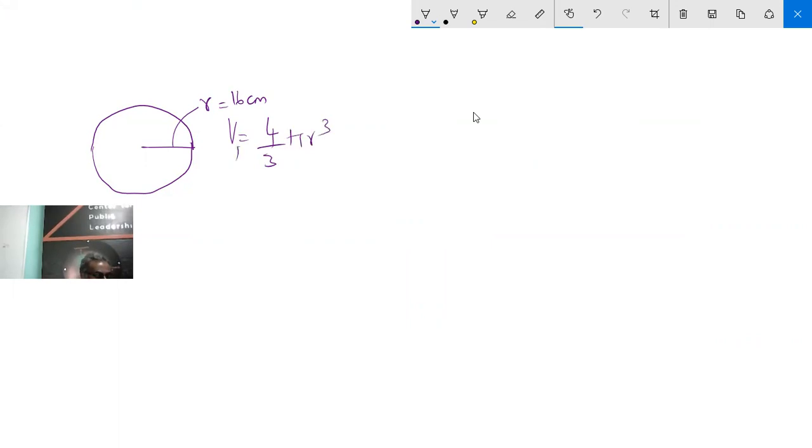4/3 pi r cubed. It is recast into 12 small spheres, each of radius 2 centimeter. Let us say this is big R, 16 centimeter. So 4/3 into pi into 16 into 16 into 16. This is volume 1. Now it is recast into small spheres.